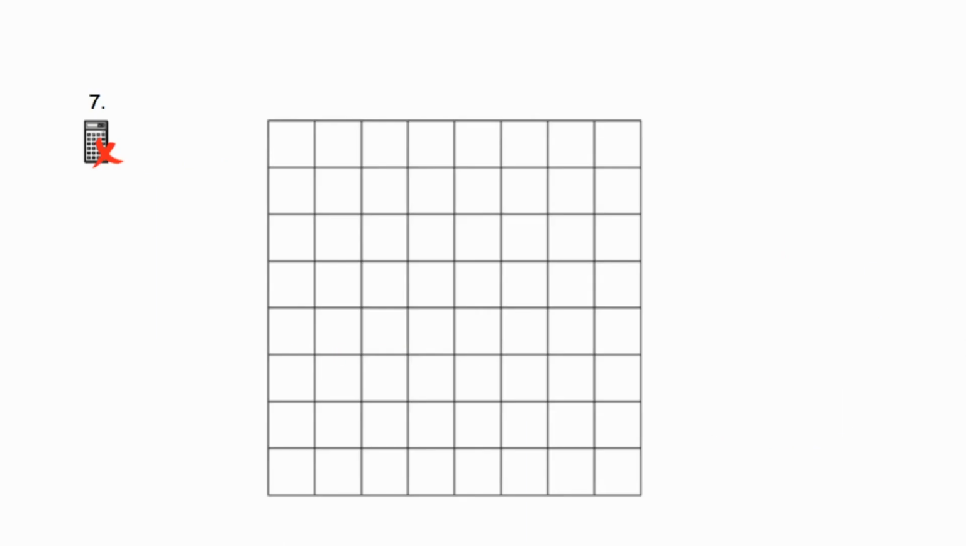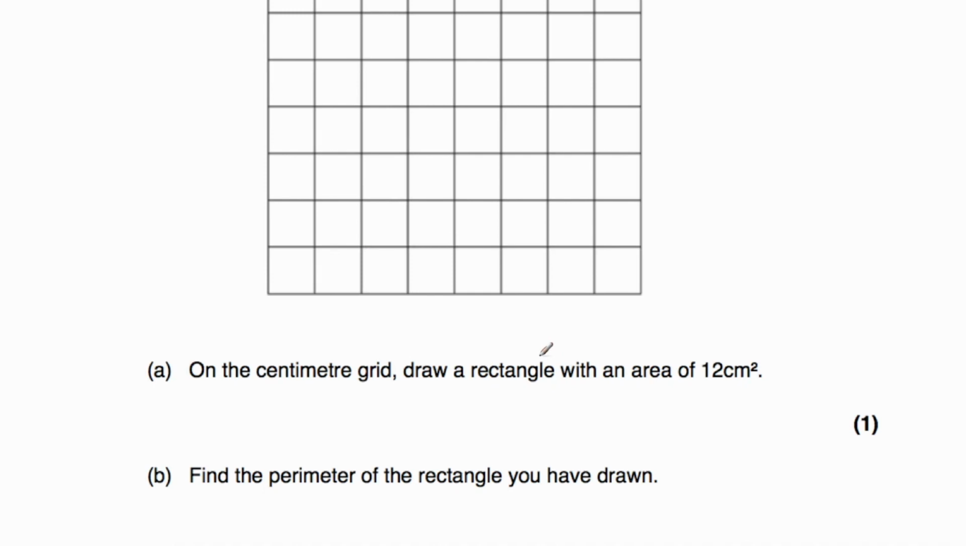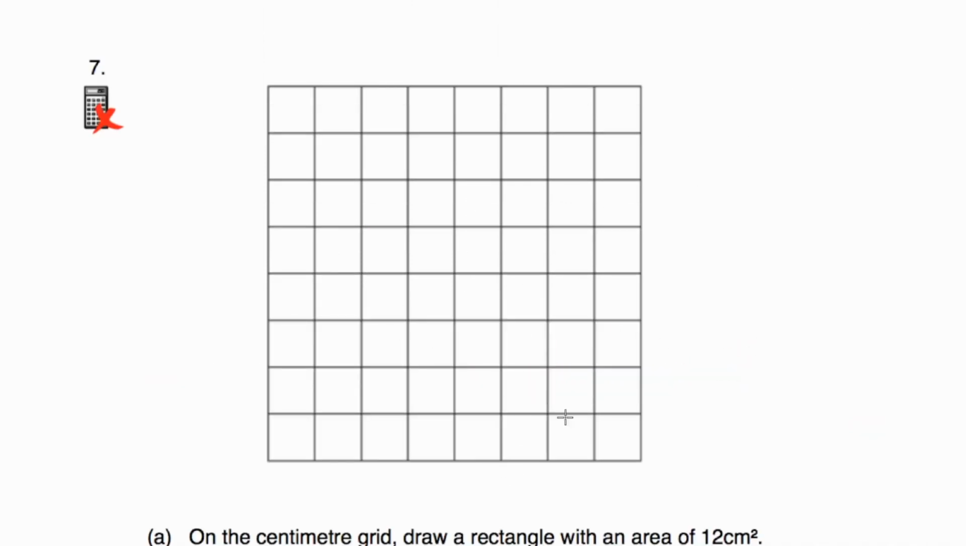So question number 7 says, we've been asked on the centimetre grid to draw a rectangle with an area of 12 centimetres squared. So we want to draw a rectangle with an area of 12 centimetres squared. That means we want to draw a rectangle with 12 squares inside of it. Now I'm not going to do 12 in a straight line because we've only got 1, 2, 3, 4, 5, 6, 7, 8 squares across.